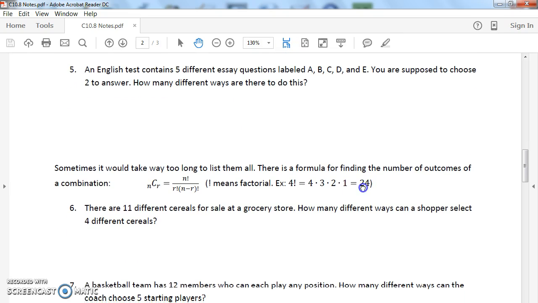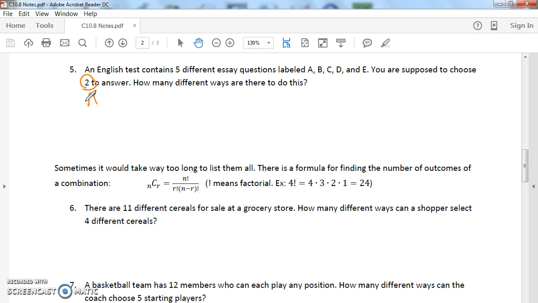Number 5, an English test contains 5 different essay questions labeled A, B, C, D, and E. You're supposed to choose 2 to answer. How many different ways are there to do this? So I'm going to list these a slightly different way than the last time. You could actually list these without having to eliminate any duplicates. You just simply don't write those to begin with.